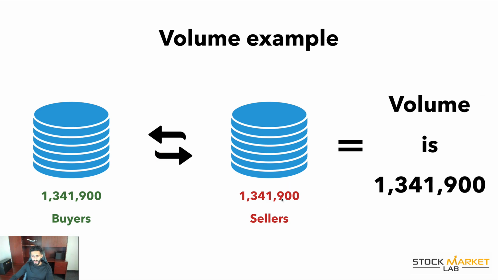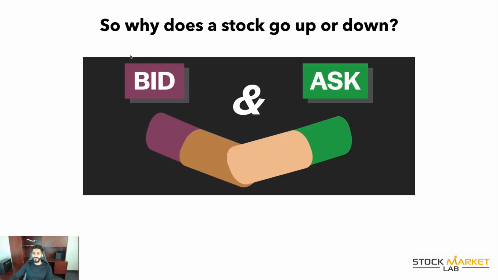Now, since that's out of the way, the question people have is, so why does a stock go up or down? If the buyers and sellers are the same amount, why does a stock go up or down? So we have two sides. Like I mentioned before, trading is all an auction house. We have bidders on one side, and we have sellers, known as the ask, on the other side.